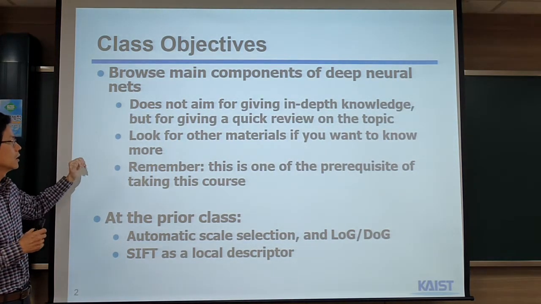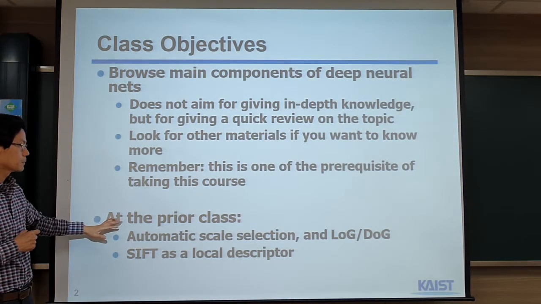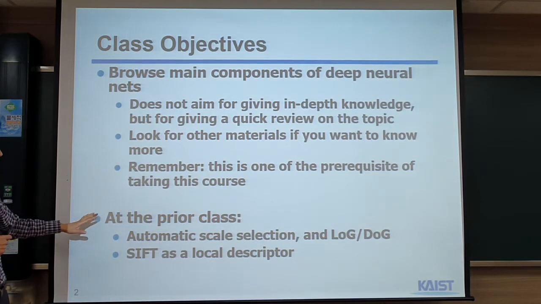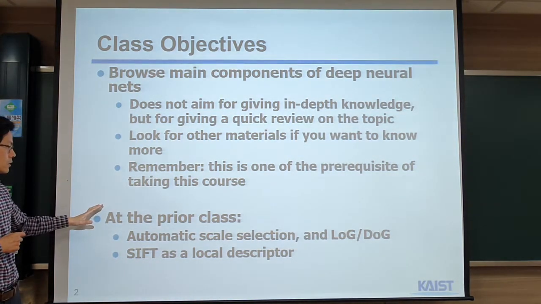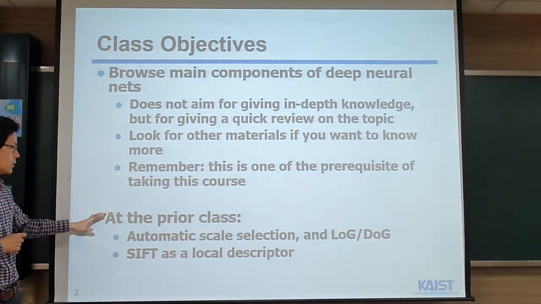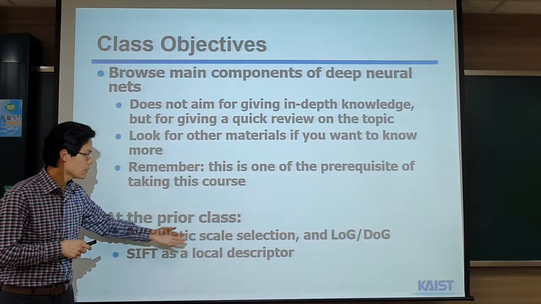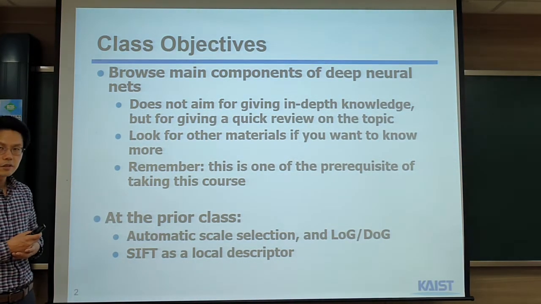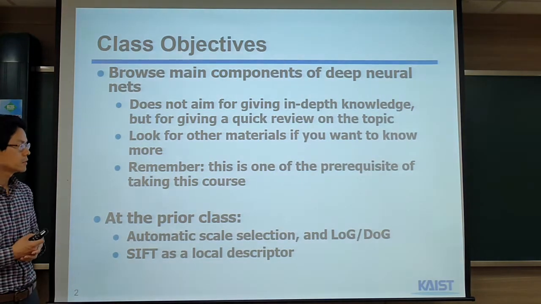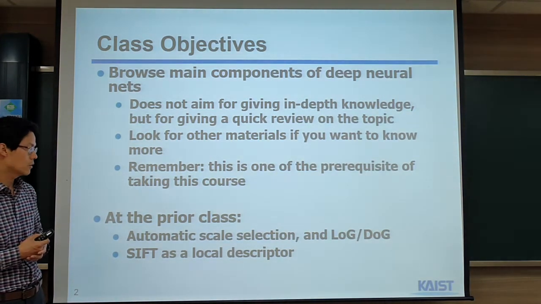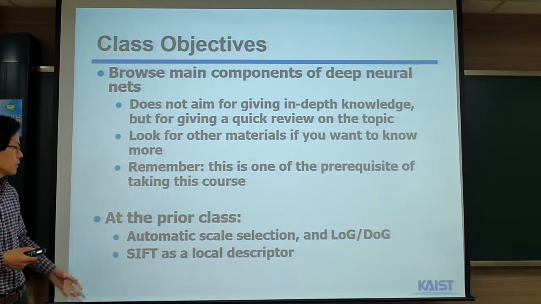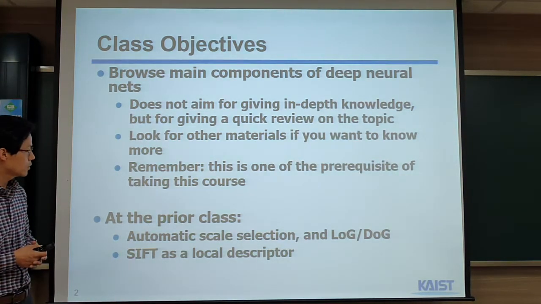Since the follow-on lecture material will be built on top of some of these high levels of deep learning. Also, last time we talked about SIFT. Along with describing SIFT, we talked about the automatic scale selection method. We also talked about LoG and DoG. DoG is the difference of Gaussian, which is an approximation of the LoG. And we talked about some more low-level details about SIFT as a local descriptor.